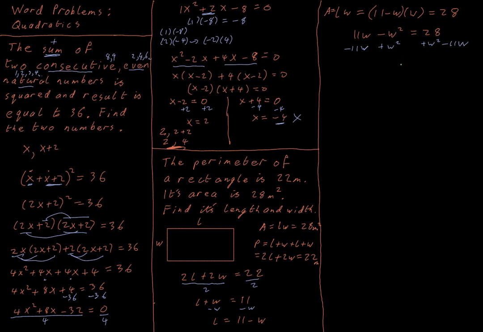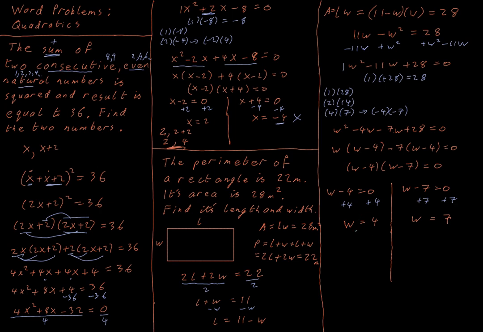And when we rearrange everything, we get W squared minus 11W plus 28 is equal to 0. Or 0 is equal to this. It wouldn't matter which way around we wrote that. And now we want to try and factorize our quadratic. So I'm going to write down the steps in that.